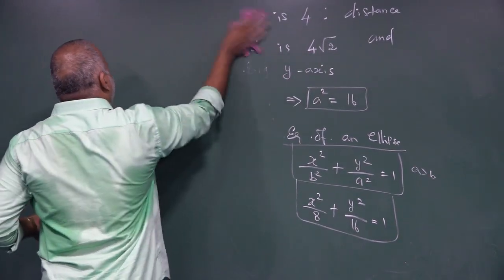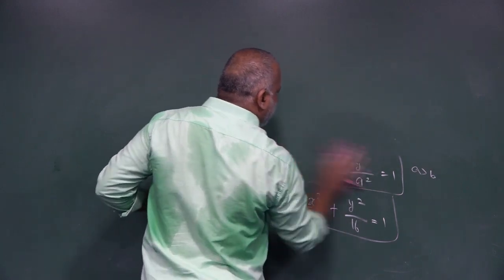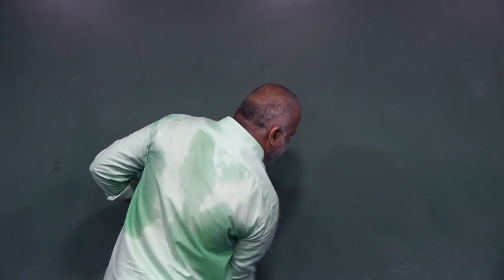As per the given data, we decide which type the ellipse belongs to. After that, find the value of a squared and b squared. Then you are going to work out the equation of an ellipse. So far we discussed 5 problems. In all these 5 problems, we are working out the equation of an ellipse.